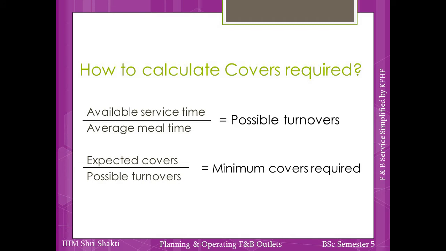And then once we know those three elements, using them, you can calculate the minimum covers required. The available service time, that is the total meal time, divided by the average meal time will give us the possible turnovers, that is, how many times you can reset each cover in your restaurant in that meal time. Expected covers divided by possible turnovers will give you the minimum covers required. This is how I calculated how many covers I would require at a minimum in my restaurant.